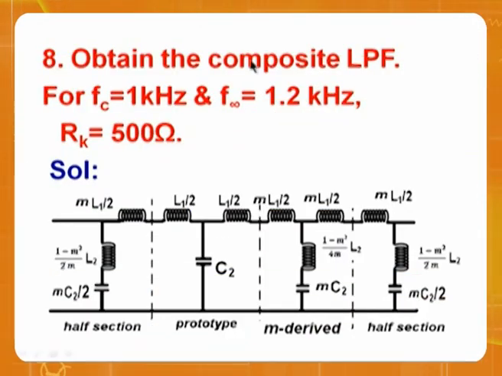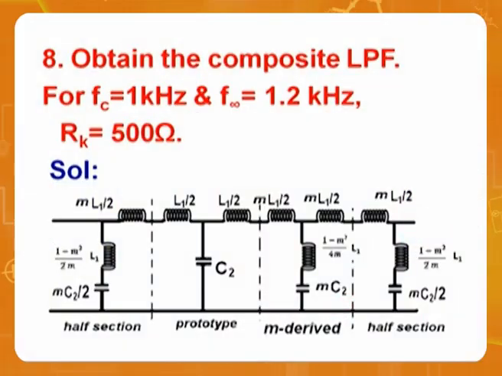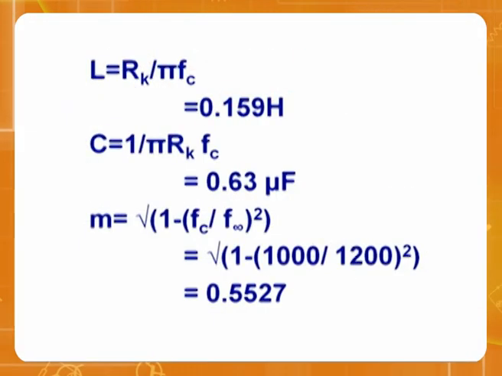8th. Obtain a composite low pass filter for FC 1 kilohertz, F infinity 1.2, RK is 5. Look here: half section, prototype, M derived, half section. So in all these things, you need to design or learn only 3 things. What is M? What is L1? What is C2? Design of components, only 2. That's why L is here, C is here, M is here. Substitute those values, just like low pass.